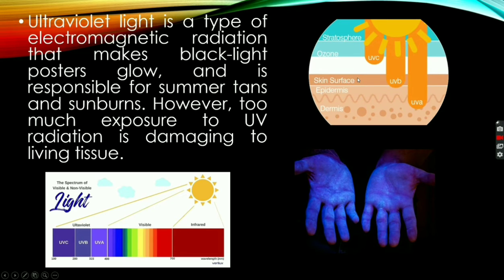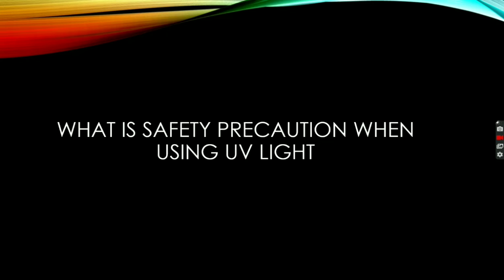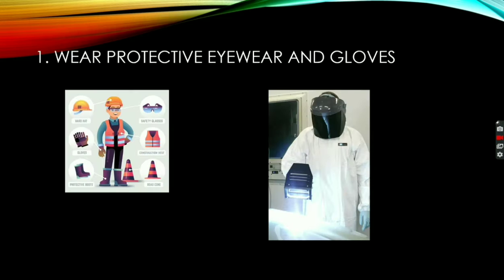So, what are the safety precautions when using UV light? First, we have to wear protective eyewear and gloves. As we can see from here, this is the full PPE that we have to wear when using UV light. So, we have a hat, safety glasses, vest, gloves, and protective boots. So this is the full one.